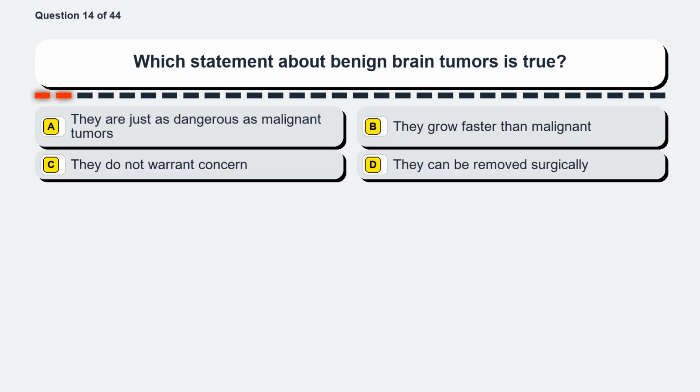Question 14. Which statement about benign brain tumors is true? Option A, they are just as dangerous as malignant tumors. Option B, they grow faster than malignant. Option C, they do not warrant concern. Option D, they can be removed surgically.